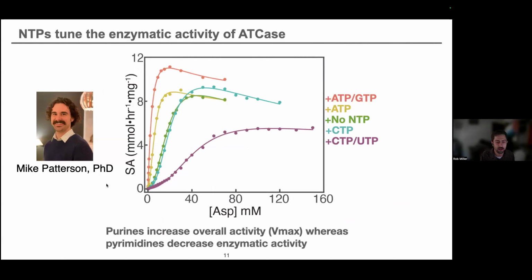So he provided CP at a high concentration and slowly titrated in the second substrate, aspartate. And he was able to clearly demonstrate that the overall biochemical behavior of ATCase is strongly dependent on the identity of the bound nucleotides.